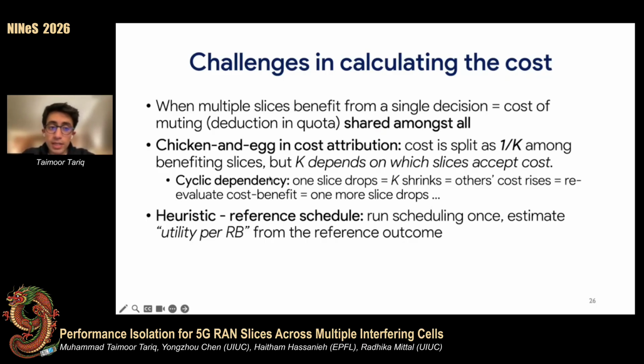And lastly, in order to accurately assess this cost as well, we once again have to rerun the scheduler, which is prohibitively expensive. And in order to circumvent that, we come up with this idea of a reference schedule where we run a schedule once. We estimate the utility per resource block for a given slice, and we use that to approximate decisions in our system.